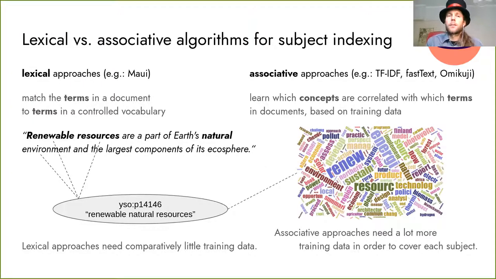The other approach is an associative approach, and this is more in line with machine learning, but in general, any kind of statistical methods are involved here. So here the idea is to learn correlations between concepts that are used as subjects and terms or words that occur in documents. For example, for this same concept, renewable natural resources, the algorithm could identify, based on many examples of documents with this subject, that this is correlated with the words that you can see in this word cloud, like renewable or energy or resources or environment or technology. But this kind of approach requires a lot more training data to get good coverage of each subject. So you need hundreds of thousands or maybe millions of examples to train one.